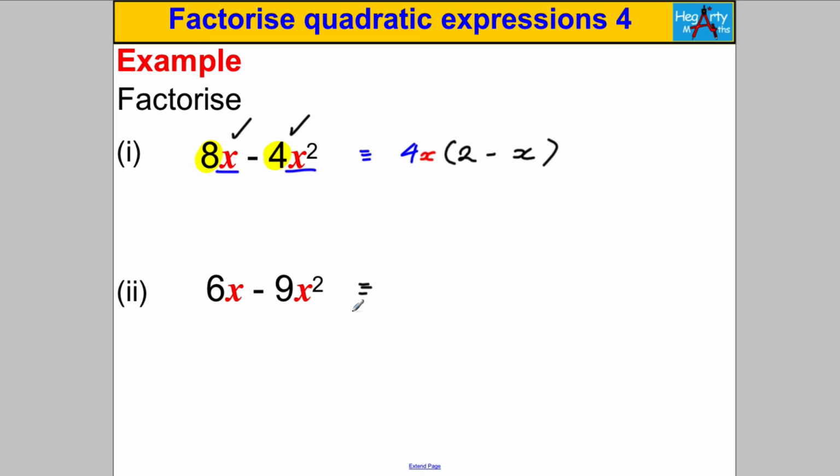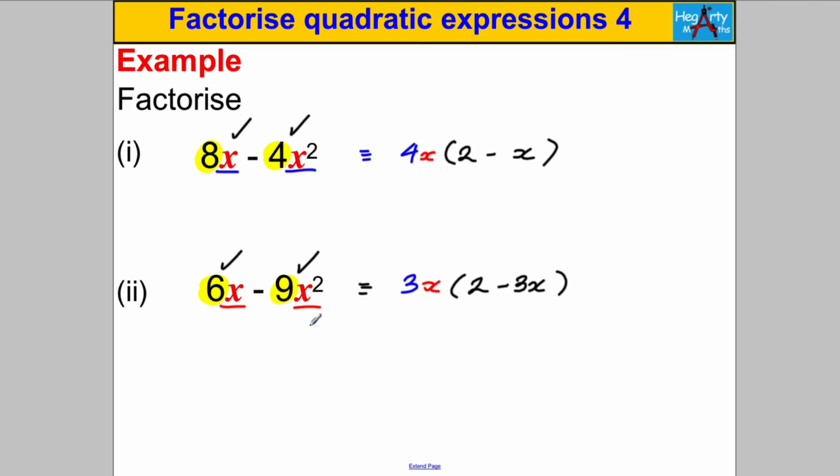This one here, well, firstly look at the numbers. The common factor or highest common factor of 6 and 9 is going to be 3, so take out a factor of 3. The highest common factor of x and x squared is going to be a single x. Open up your brackets now. What goes here to multiply by 3x to get 6x? Must be 2. What goes here to multiply by 3x to get negative 9x squared? Must be negative 3x. Times it out before you go on. 3x times 2, 6x. 3x times negative 3x, negative 9x squared. Done. And that's it for this particular skill.